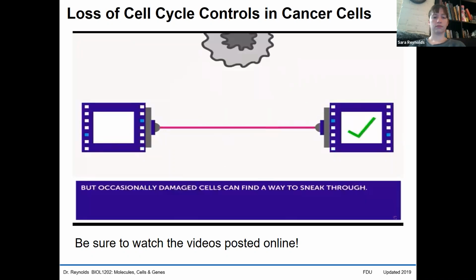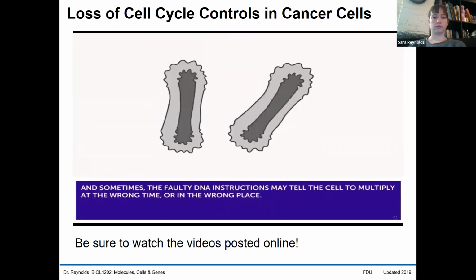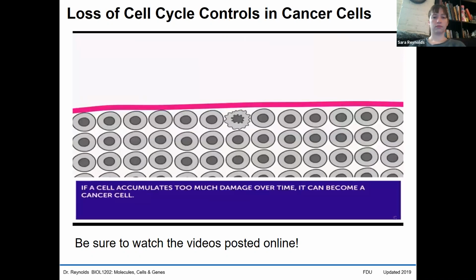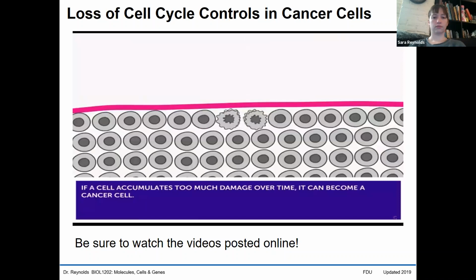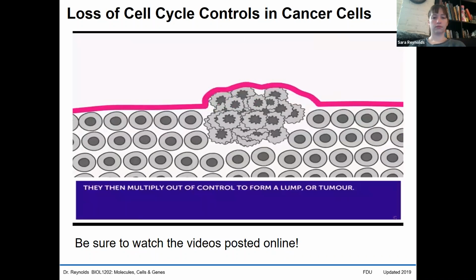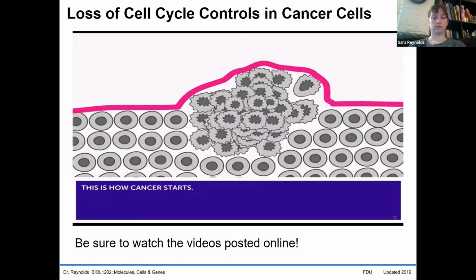But occasionally damaged cells can find a way to sneak through. And sometimes the faulty DNA instructions may tell the cell to multiply at the wrong time or in the wrong place. If a cell accumulates too much damage over time, it can become a cancer cell. They then multiply out of control to form a lump or tumor. This is how cancer starts.